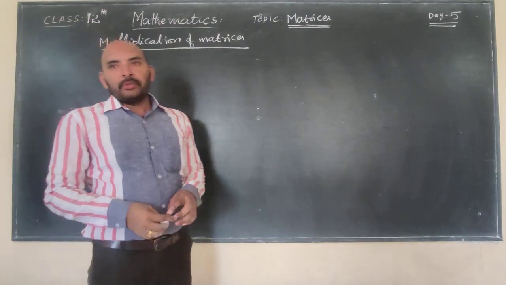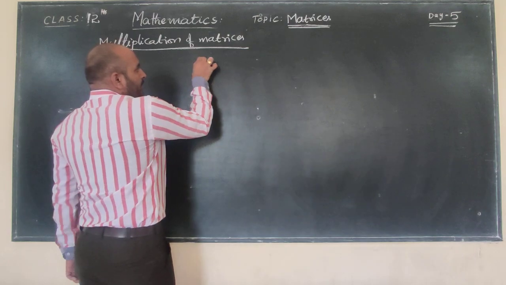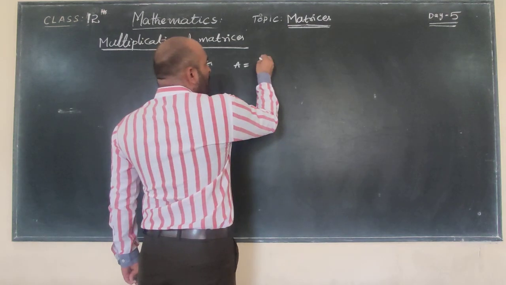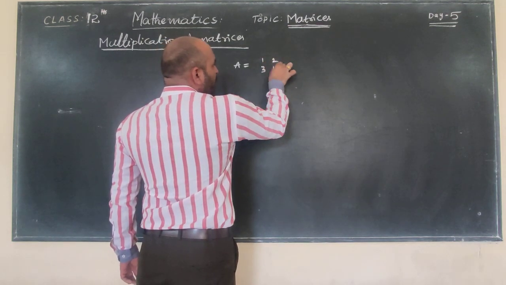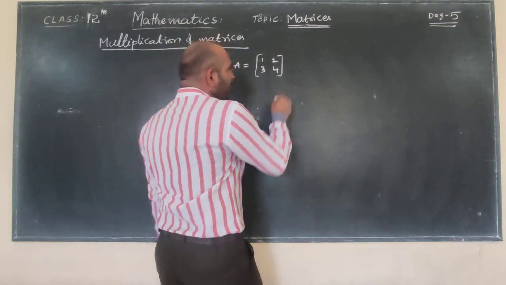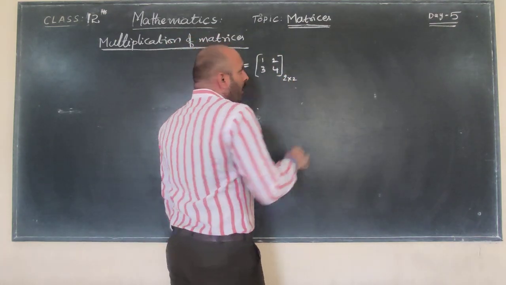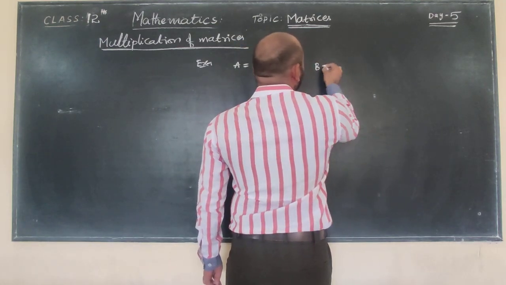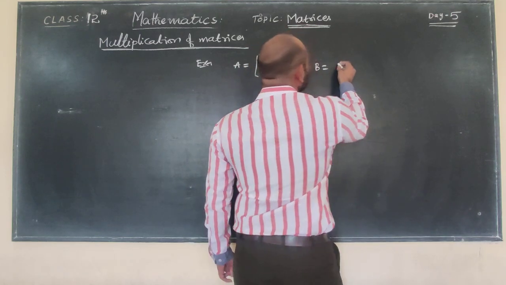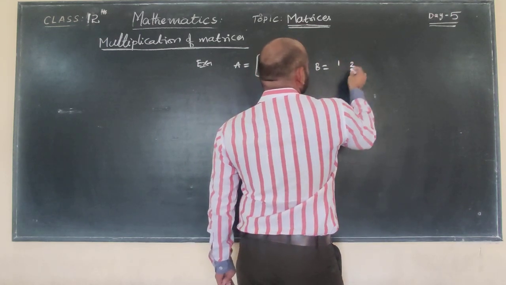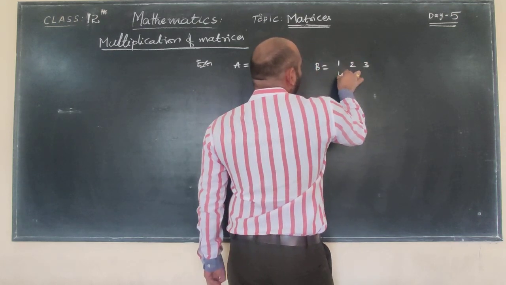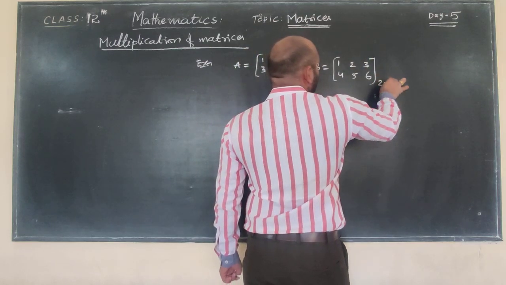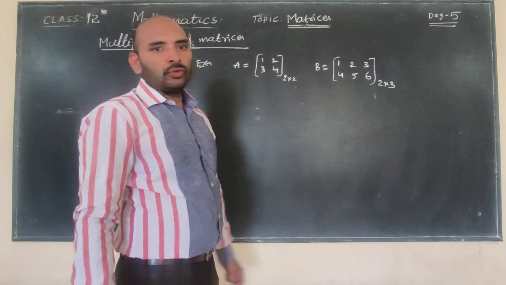Let us take another example. A is equal to matrix 1, 2, 3, 4. The order is 2 cross 2. And B is equal to another matrix, 1, 2, 3, 4, 5, 6. What is this order? 2 cross 3.